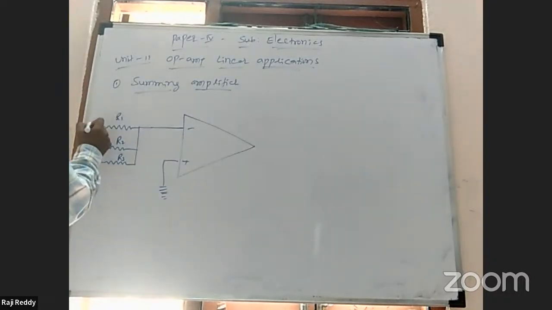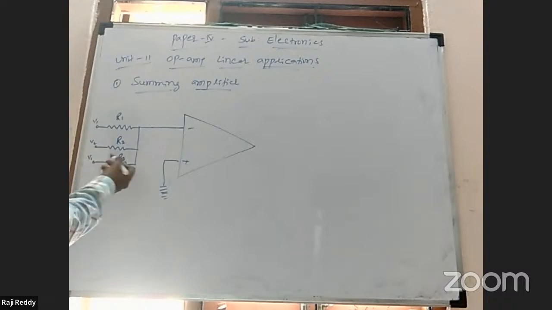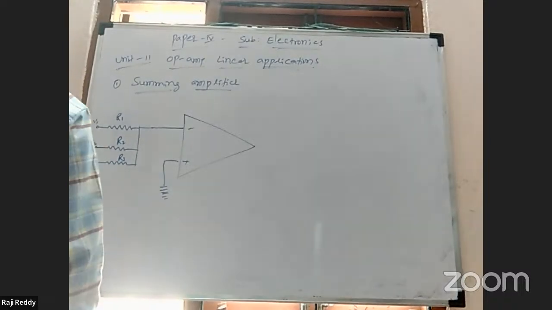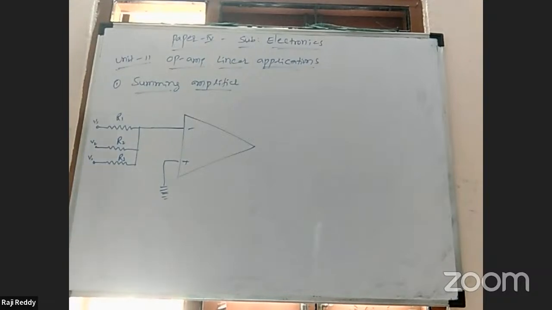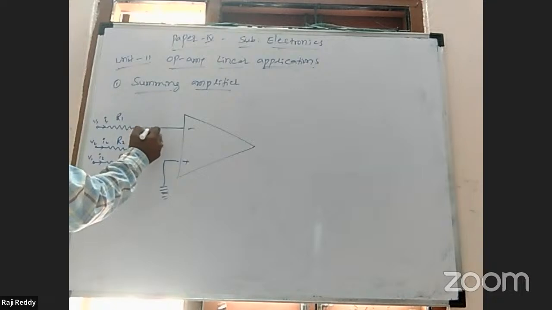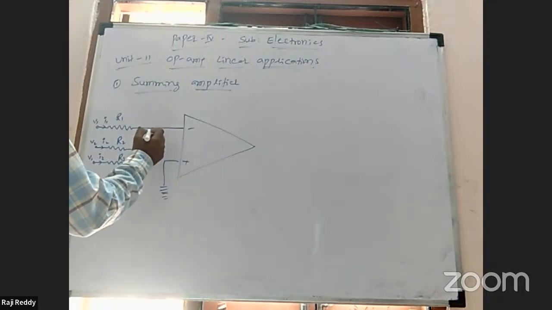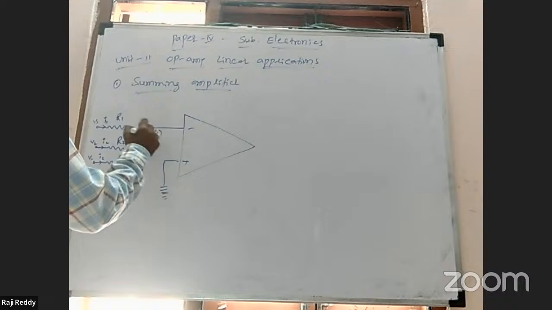For this, the voltages are V1, V2, V3. One terminal is V1, V2, V3; the other terminal is connected to ground only. Potential difference is always measured across 2 points only. Current across the R1 resistor is I1, across R2 is I2, and across R3 is I3. Next, this junction is the summing junction. Voltage here is Vs.